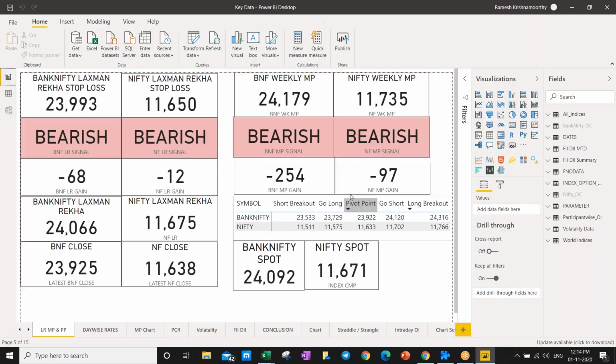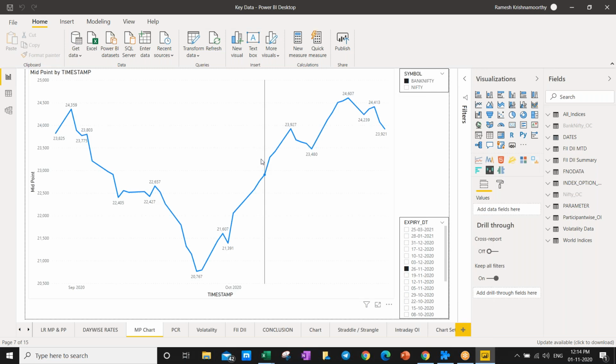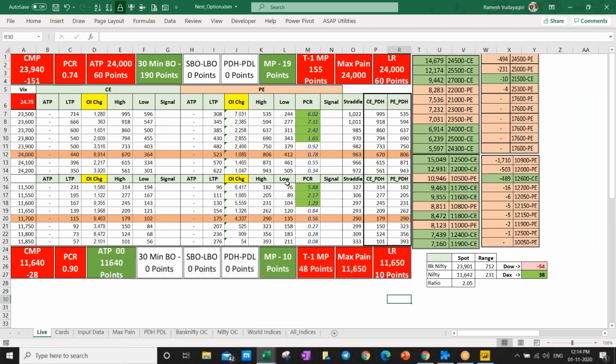Okay, now I will show you the midpoint chart also. You can see the midpoint chart for Bank Nifty. You can see here how the swing lows are very clearly coming up. If you see here 2767, it made a swing high, swing low. If you see here from 21,391, almost 2,000 points, without any change in the swing, we got these 2,000 points. So that indication we can see here from this T-1 midpoint actually.